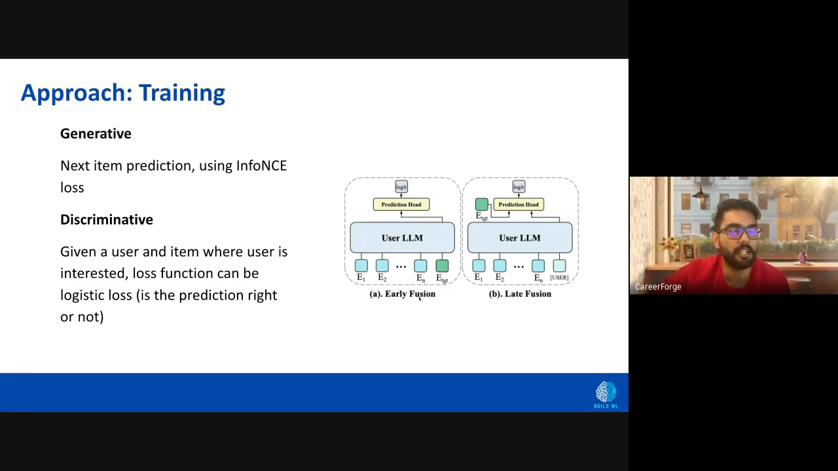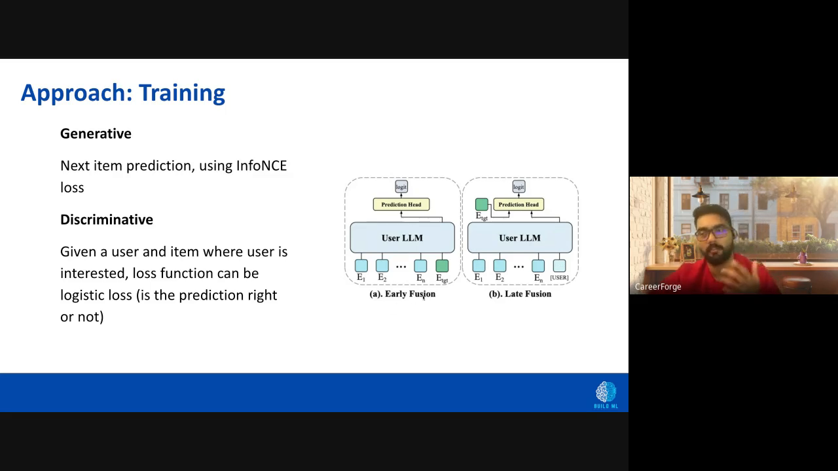So this is called early fusion, where you involve the target with the interaction history, and you try to figure out if this target would have been a 1 or a 0. So both of these are for discriminative tasks. You try to figure out whether this target would have led to a 1, as in the user will interact with that item, or a 0, the user won't interact with that item.